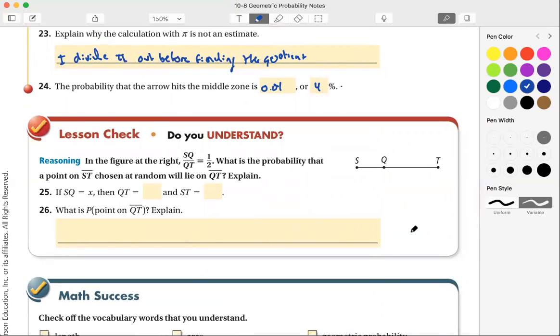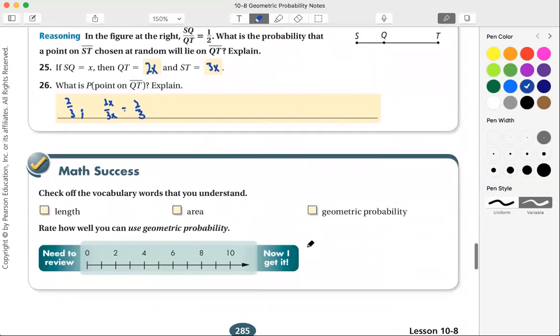In the figure at the right, SQ over QT is 1/2. What is the probability a point on ST chosen at random will lie on QT? And explain. If SQ is X, then QT is 2X, and ST is 3X. So 2 divided by 3, because 2X over 3X equals 2 over 3. Done. And that's the end of this section.